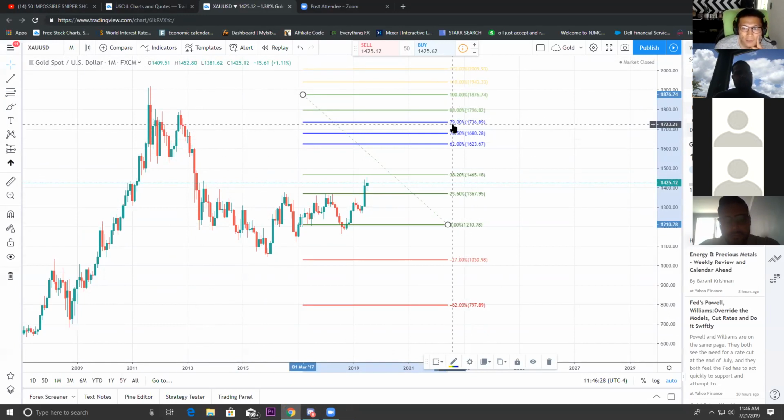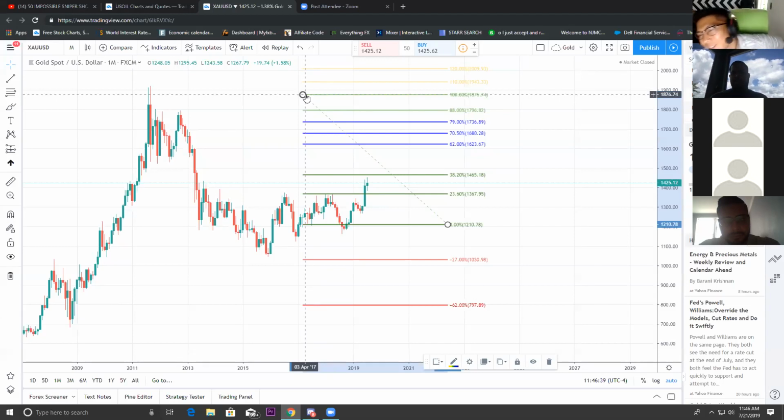Are these numbers 79, 70.5, 62? I've never seen someone use the 62. It's basically the 61.8. Why the 62? I just round it. I feel like with the 61.8 you could save a few pips with the 62.